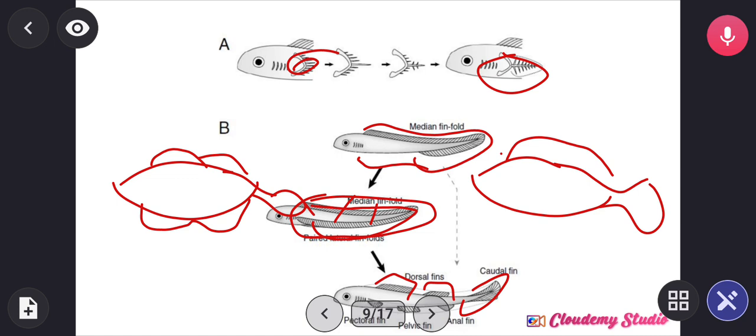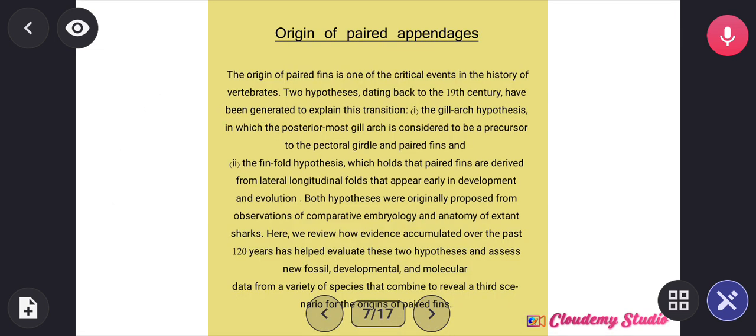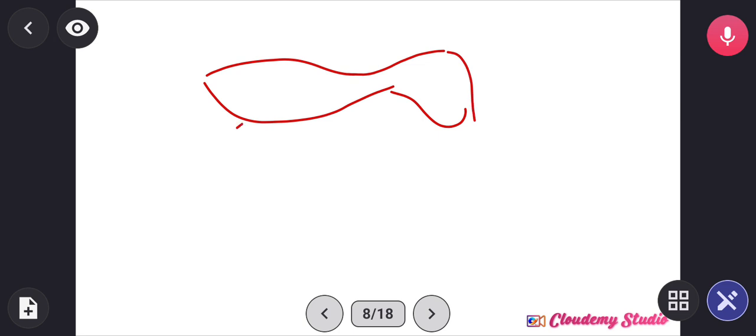Now we say that the most accepted theory is the fin fold theory. What are the things that support the fin fold theory? We have the embryology, the anatomy, as well as the paleontology of extant sharks. That is what they use, as well as the chimaeras. You understand? Because the early chimaeras are said to have a broad base fin. They have a paired fin, but the fin is broad base. Look at this, we have something like this, for example. I just want to sketch. Then we have a fin with a broad base.